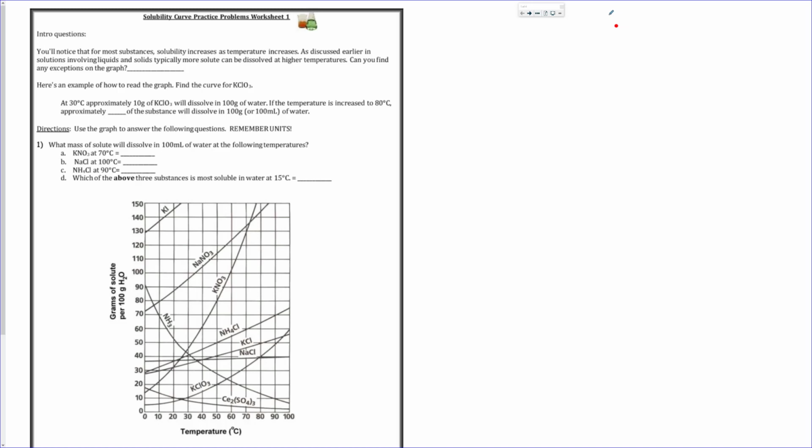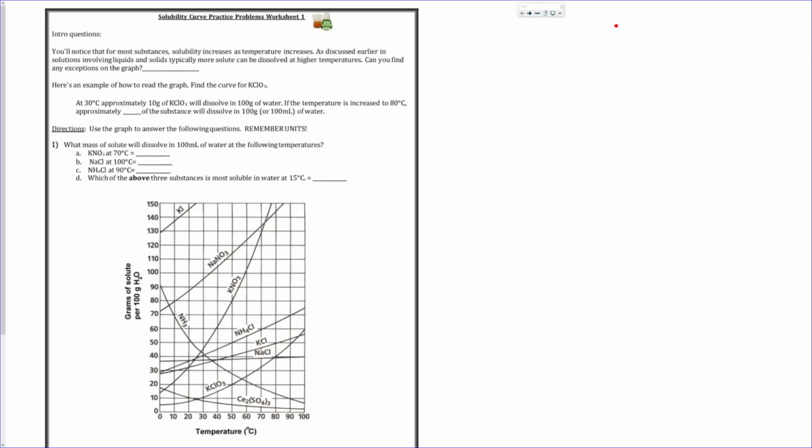All right, welcome back. Let's check out some calculation questions. So I have a worksheet that's in front of me. I'm not going to go through the entire 4 pages of worksheets, but let's select some questions to do. Here's an example of how to read the graph.